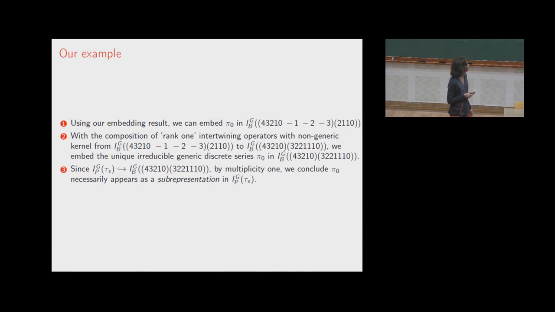So in the end, this pi0 can just appear in this induced representation. And this induced representation contains the standard module. So by multiplicity 1, you know there is a unique generic piece. You can conclude that this pi0 has to appear as a sub-representation here in this induced module, this standard module. I think I'll stop there.